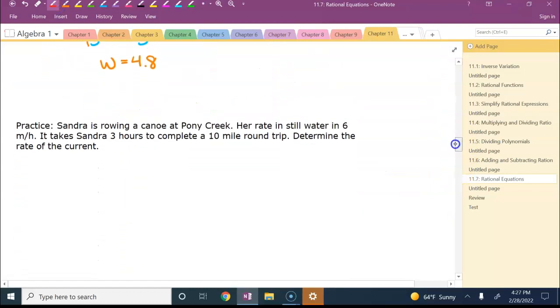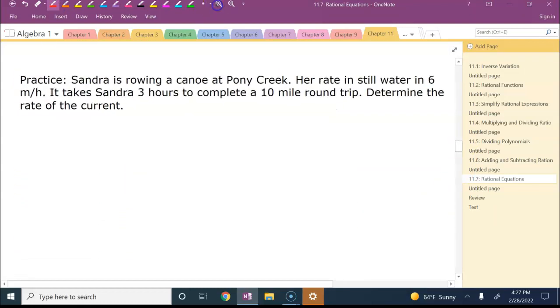So I want you guys to take that same idea and apply it to this practice problem here and try this one on your own. So Sandra is rowing a canoe at Pony Creek. Her rate in still water is 6 meters per hour. It takes Sandra 3 hours to complete a 10-mile round trip. Determine the rate of the current.